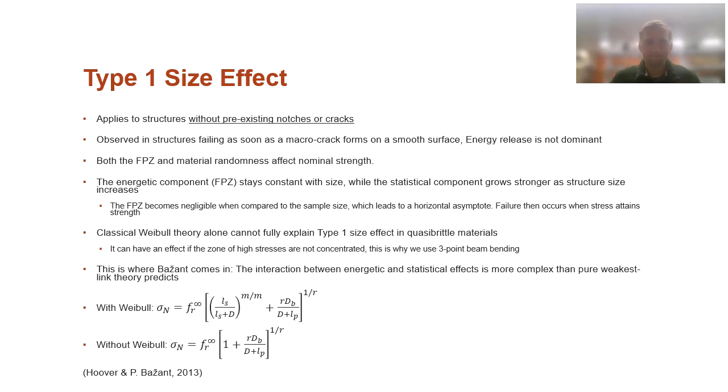So eventually, I'm not sure at what point in time this came around, but it became more well defined that there were different types of this size effect. So we're going to define a type 1 and a type 2. Type 1, the main point is it's for structures without any pre-existing notches or cracks. We're assuming that failure is happening along a smooth surface when some macro crack forms.